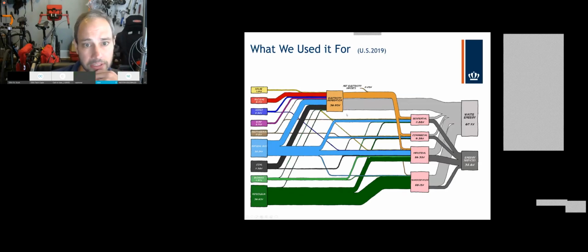You can see electricity generation accounts for 37% of the energy used in the US. That's a lot. And if you look over here, you can see 12% went to residential, 9.39 went to commercial, 26 to industrial, and 28 to transportation in terms of all the energy consumed.